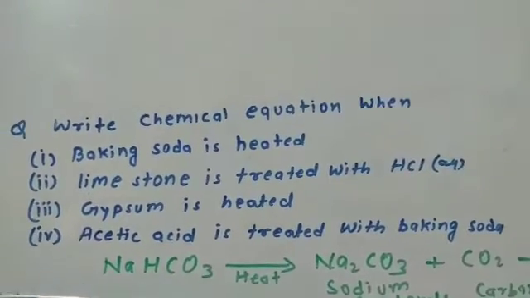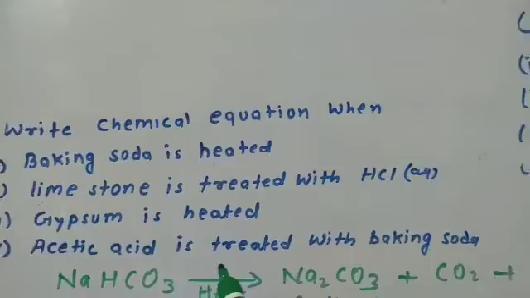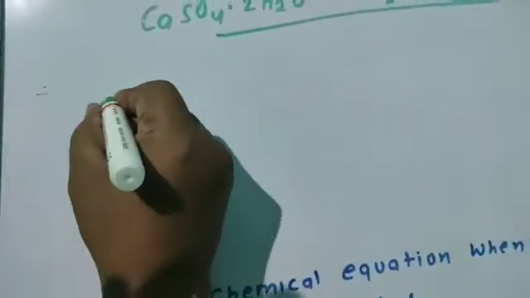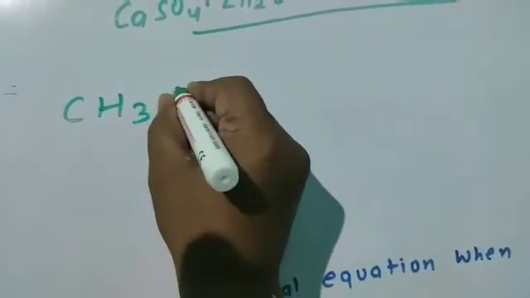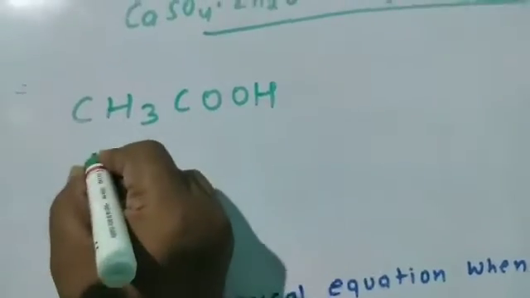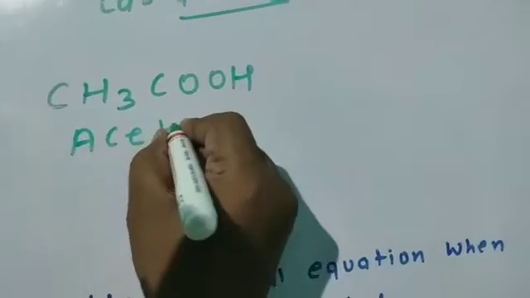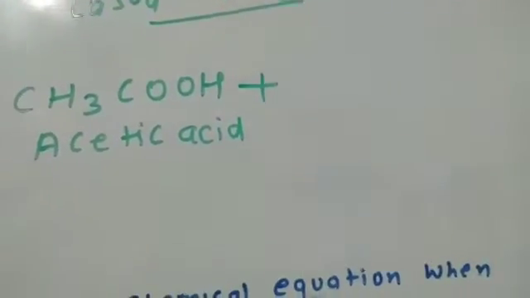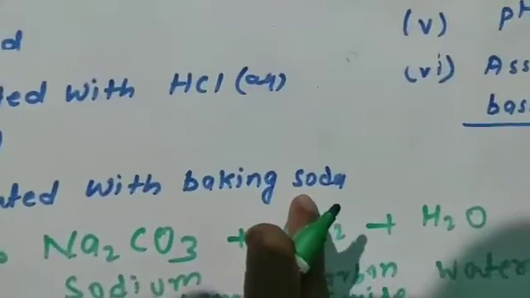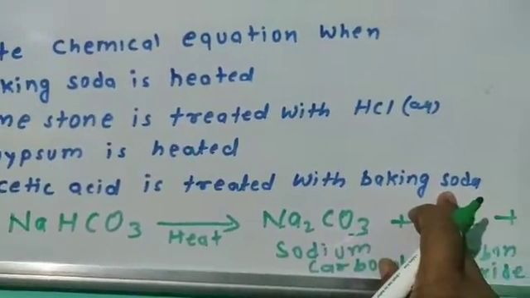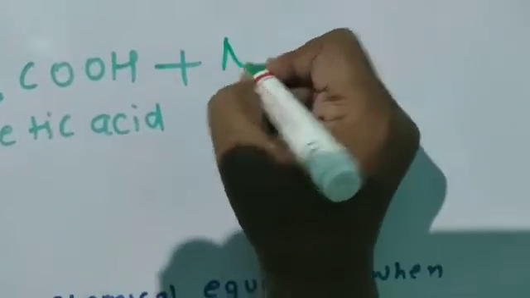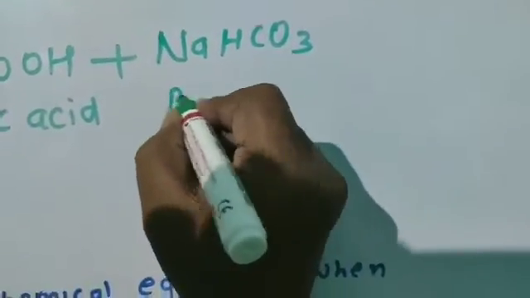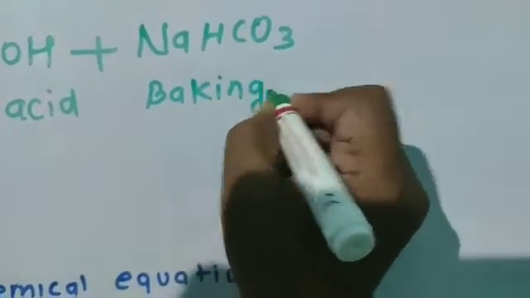The fourth question is, acetic acid is treated with baking soda. What is the formula of acetic acid? CH3COOH. This is acetic acid, and it is treated with baking soda. Baking soda means NaHCO3.